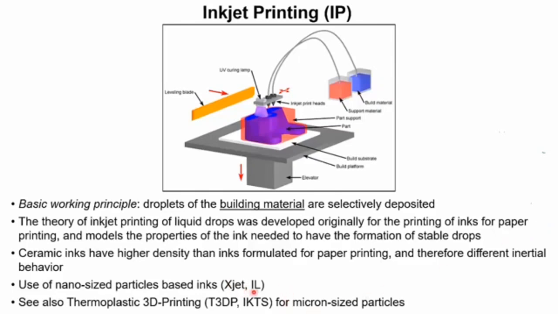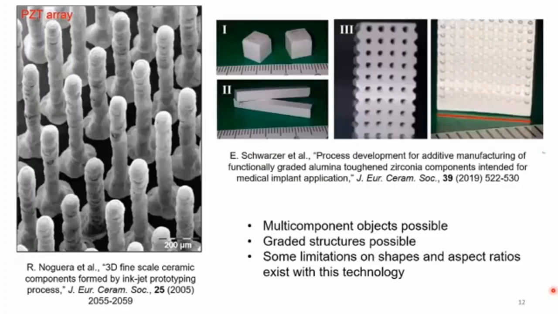And I would like to mention XJet from Israel, which is working on this technology. They are using nano-sized particles. So the problem is, of course, to have the correct type of particles for flowing through thin, narrow nozzles. But there are also people at IKTS in Dresden working on thermoplastic 3D printing, and they can use micron-sized particles to generate also multi-component materials and materials with a graded composition. You can see here to the right some examples of such components developed at IKTS, and these are some components made by the inkjet printing process.